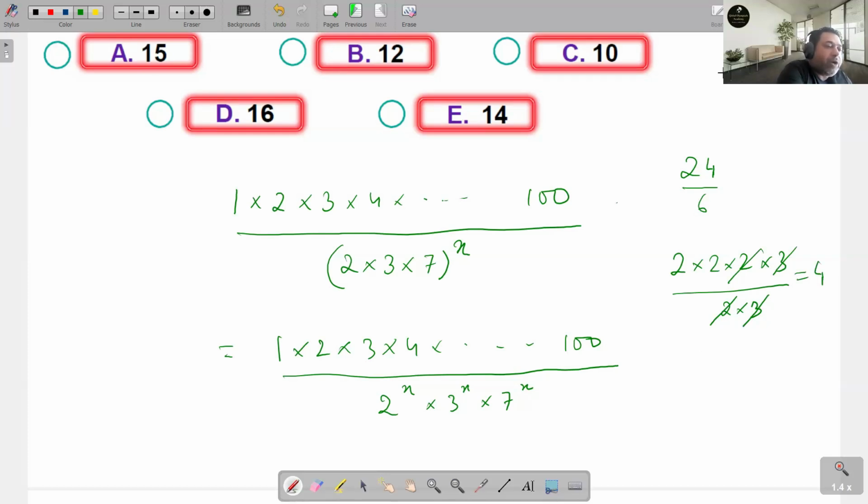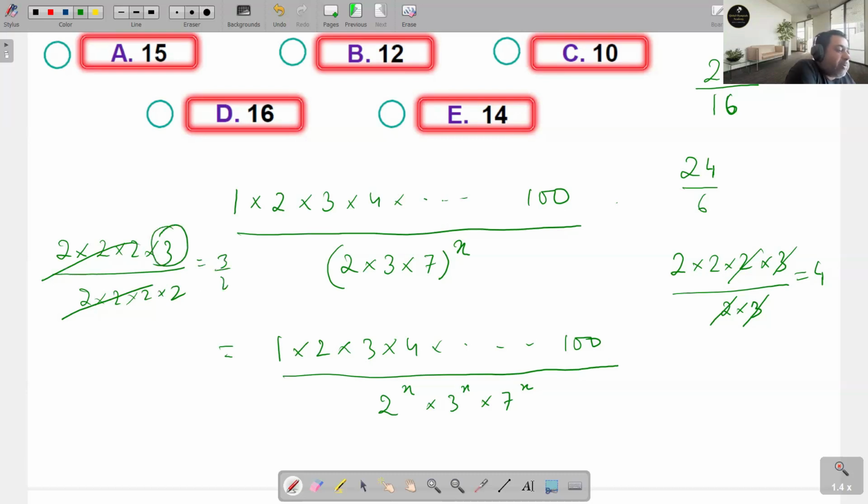At the same time, 24 is not divisible by, let's say, 16. It's not divisible by 16, because what happens here, you will get 2 into 2 into 3 divided by 2 into 2 into 2 into 2. So 3 2's will cancel, and you'll end up with 3 by 2.